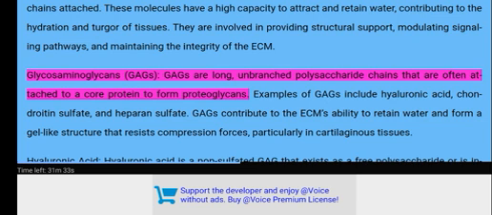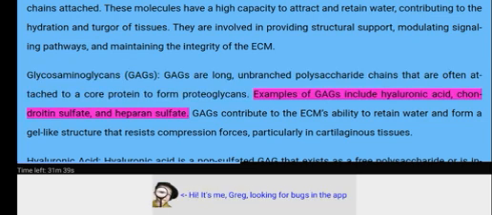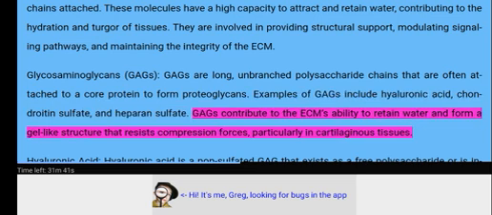Glycosaminoglycans (GAGs). GAGs are long, unbranched polysaccharide chains that are often attached to a core protein to form proteoglycans. Examples of GAGs include hyaluronic acid, chondroitin sulfate, and heparan sulfate. GAGs contribute to the ECM's ability to retain water and form a gel-like structure that resists compression forces, particularly in cartilaginous tissues.